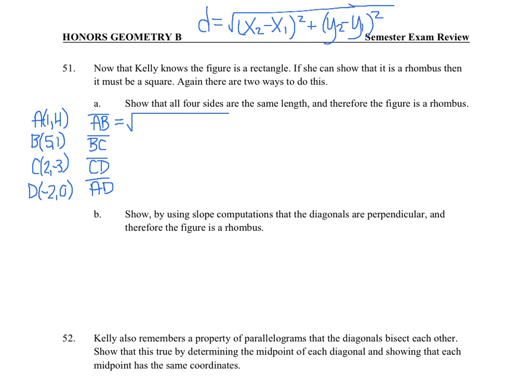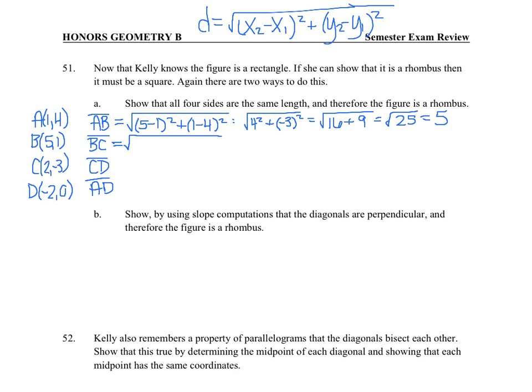So, the square root of AB, that's going to be (5 minus 1) squared plus (1 minus 4) squared. Well, 5 minus 1 is 4, squared, plus 1 minus 4 is negative 3, squared. So this is going to equal the square root of 4 squared, which is 16, plus negative 3 squared, which is 9. 16 plus 9 is 25, so the square root of 25 is 5.